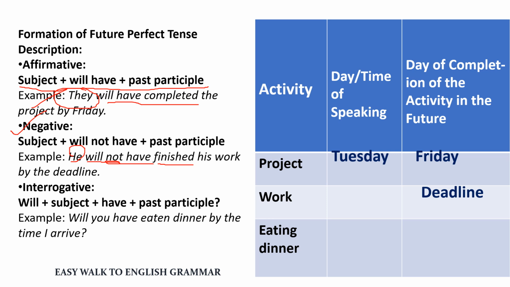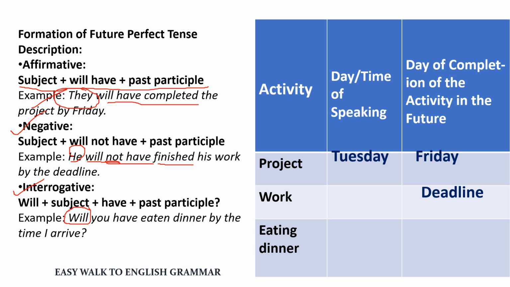Then here to the interrogative sentence construction. Will you have eaten dinner by the time I arrive? Will. We brought the modal auxiliary will to the beginning of the sentence. If you want to know more about modal auxiliaries, watch the video Modal Auxiliaries in our channel Easy Walk to English Grammar, and the link is given in the description box.